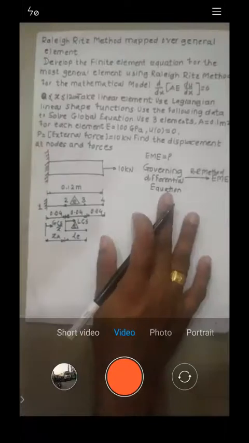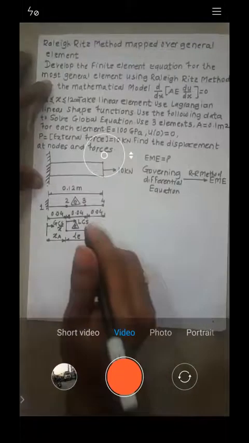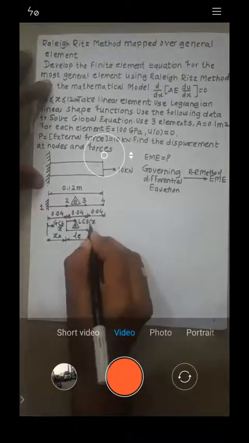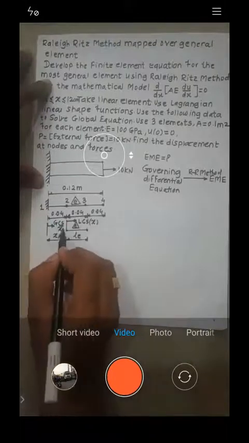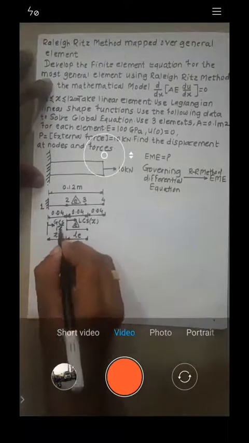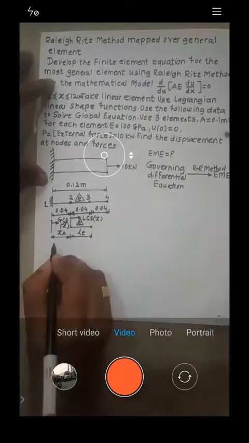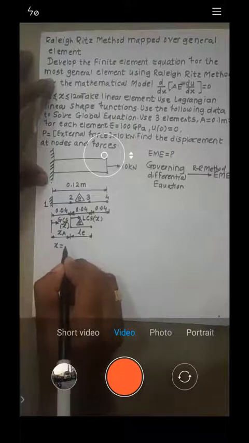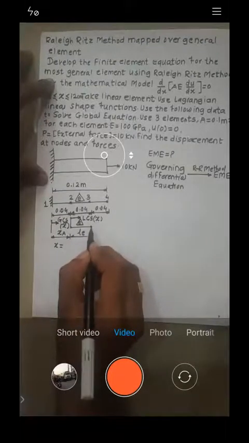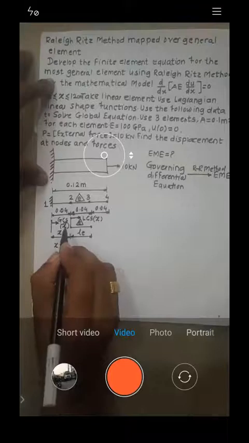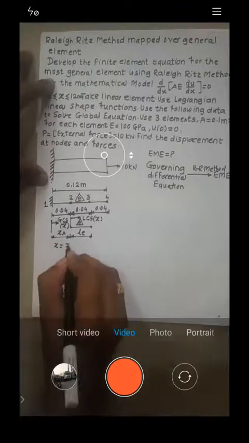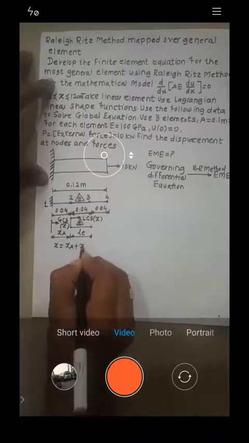See, global is always indicated by X bar. But local is indicated by X. So global coordinate system is indicated by X bar, and local coordinate system is indicated by X. So what is the relation? X is equal to XA plus X bar. Is it okay? Yes or no?